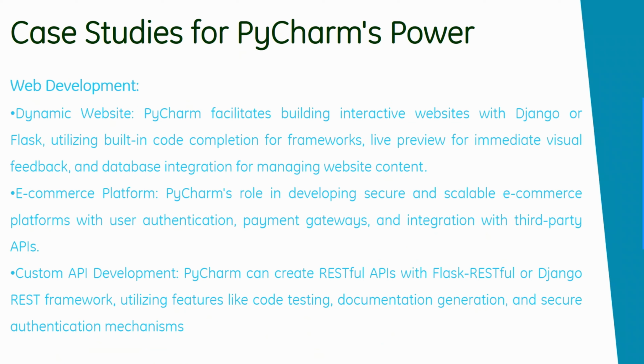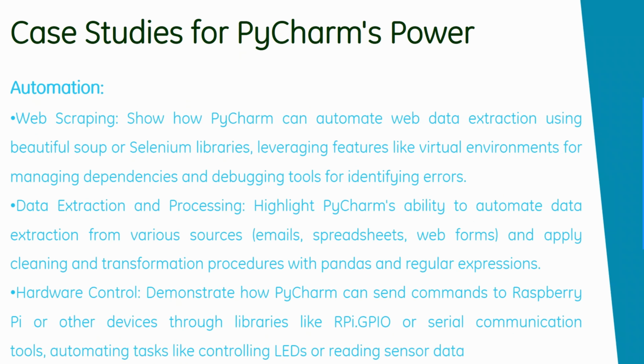And then we have custom API development, where PyCharm can create RESTful APIs with Flask-RESTful or Django REST framework, utilizing features like coding, testing, documentation generation, and secure authentication mechanisms. Next, we have automation. So, firstly, web scraping and automation. Show how PyCharm can automate web data extraction using Beautiful Soup and Selenium libraries, leverage features like virtual environments for managing dependencies and debugging tools for identifying errors.